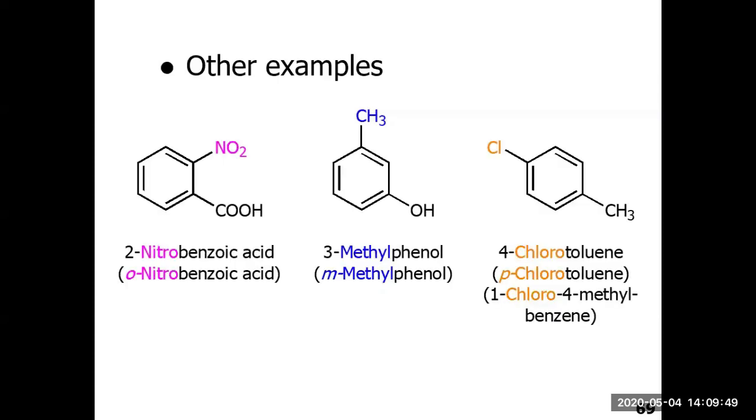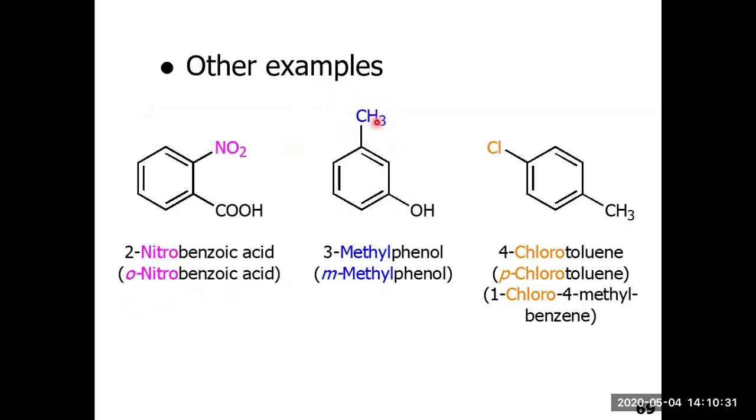All right, we can also use the ortho, meta, and para prefixes when we have a specific base name for the benzene. For example, if we have a nitro and a carboxylic acid attached to your benzene ring, the base name becomes benzoic acid because carboxylic acid is higher priority than the nitro group. So the name becomes 2-nitrobenzoic acid, or simply we can call this one ortho-nitrobenzoic acid.